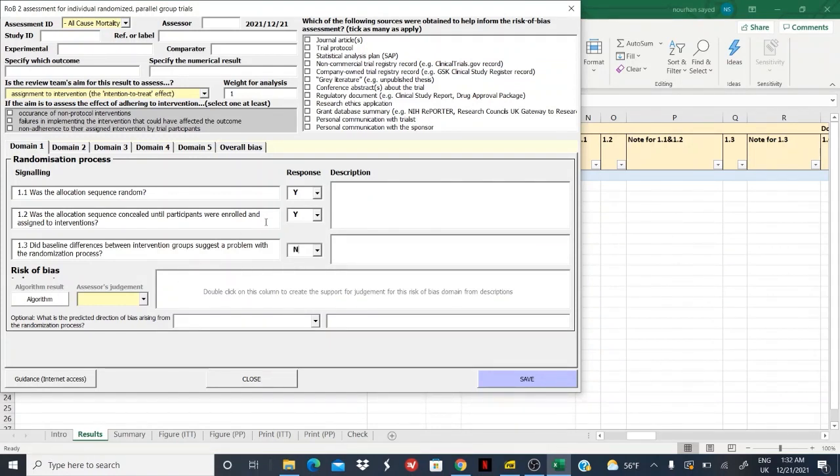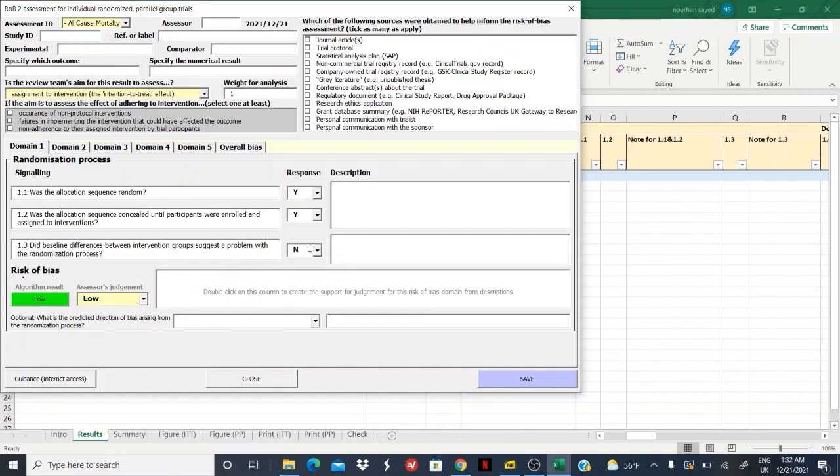Now, once you're done with all the subdomains or the signaling questions for a specific domain, you can click on the algorithm box right here, which will type in the automated algorithmic reply, which is a low risk of bias assessment for this particular domain, for the randomization domain. And there's also room for your own subjective judgment.